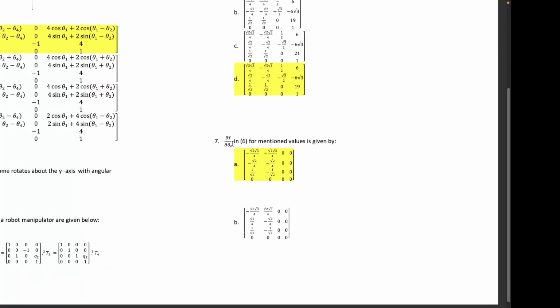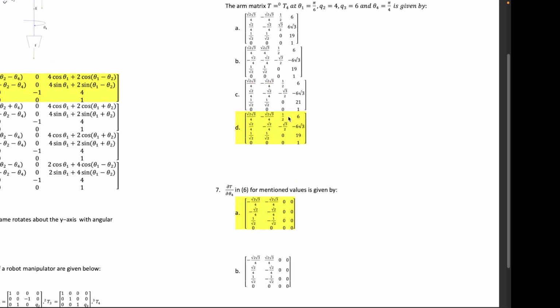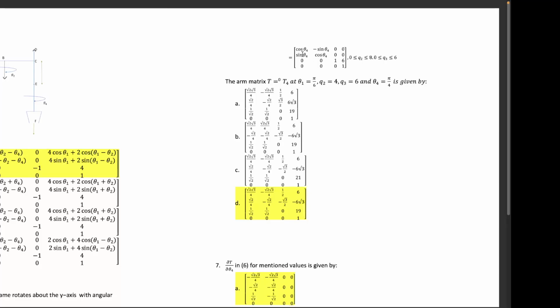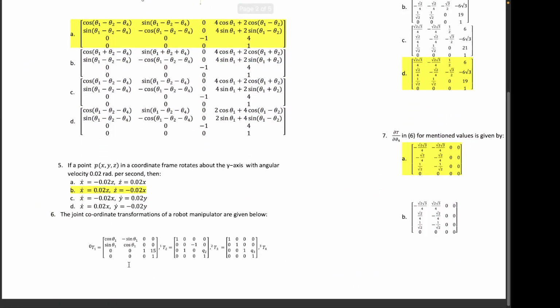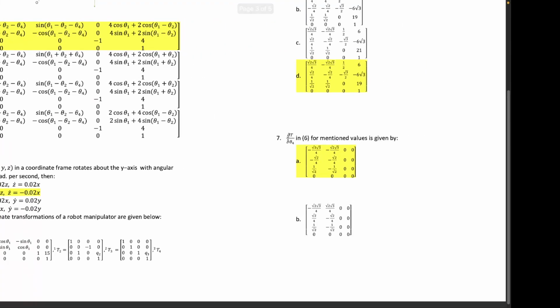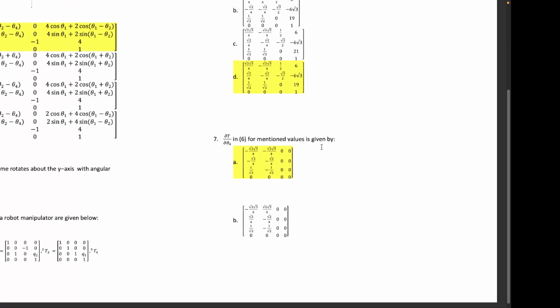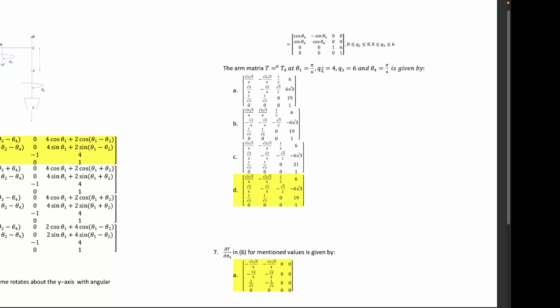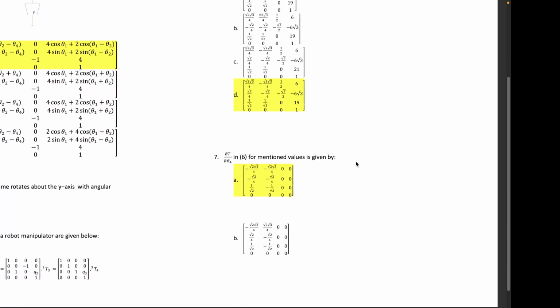And this question is also based on the previous question itself. So delta T by delta theta 4 is basically, you will get an expression of T in terms of theta 4, theta 1, q2 and q3. We can partially differentiate that matrix with respect to theta 4, and then evaluate that matrix using these given values, and we will get this answer.